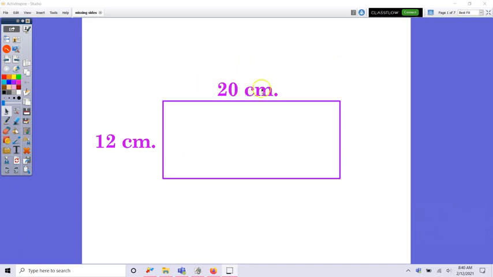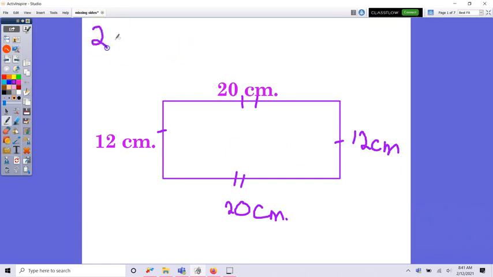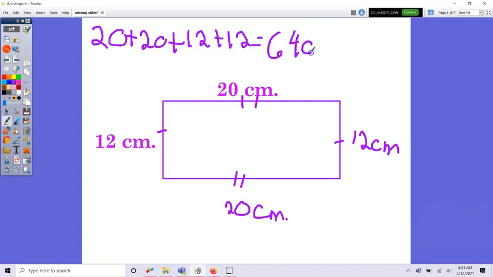I see that my length is 20 centimeters and my height is 12 centimeters. I know that my lengths are parallel, which means if this length is 20 centimeters, this length is 20 centimeters. This also means that if this height is 12 centimeters, this height is 12 centimeters. To find the perimeter, I'm going to add up all four sides. So I'm going to add up 20 plus 20 plus 12 plus 12, and I would get a perimeter of 64 centimeters.